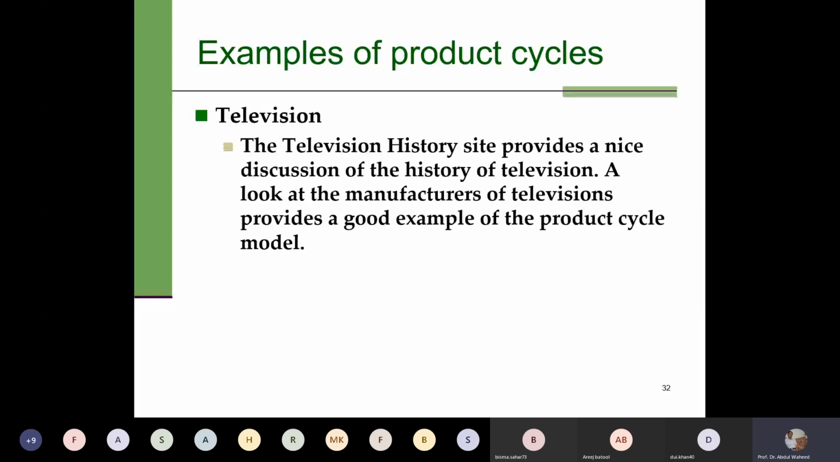Just like we can see an example of the product cycle for television. Initially there was the development of the television set, and that was black and white. Then there was color television, then we have LCD television, then we have smart television. Initially a country developed that product, and then other countries also started producing that product. So this is a good example of the product cycle model.